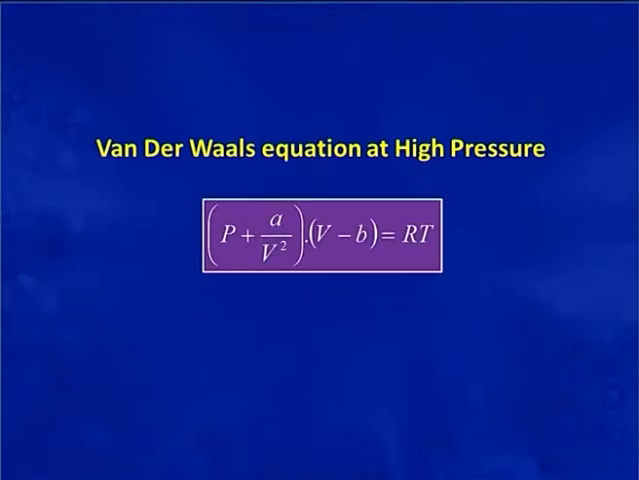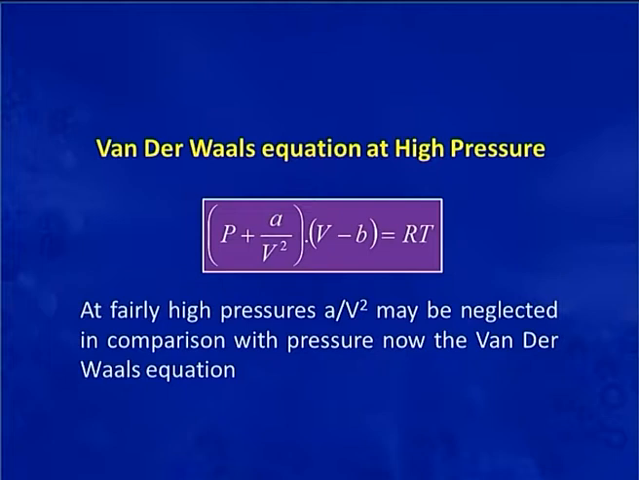Let us discuss the second case, the van der Waals equation at high pressure. As you know, the van der Waals equation is (P + a/V²)(V − b) = RT. At high pressure, the condition is here. In this condition, a/V² can be neglected.